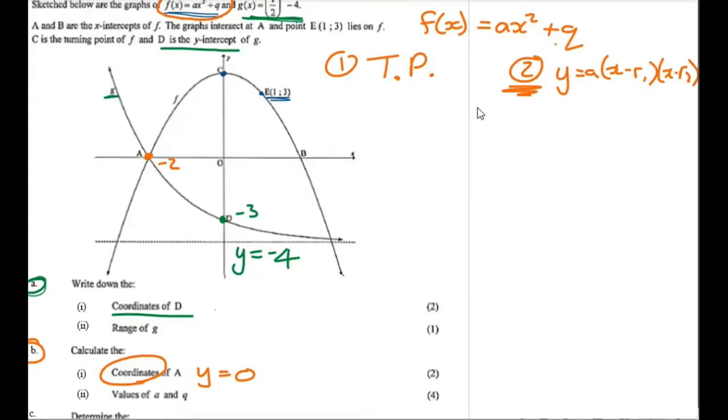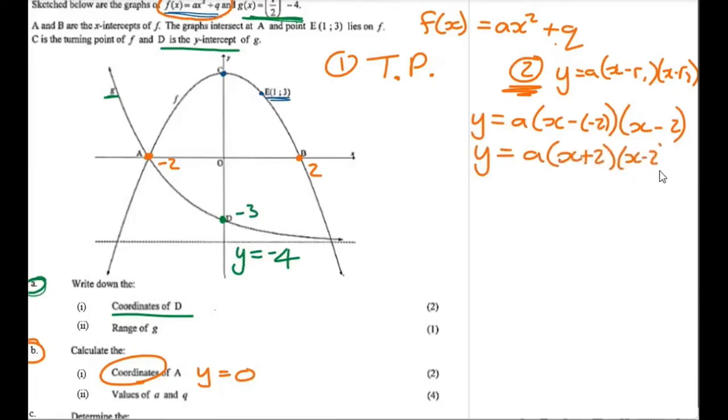Okay, great. Guys, remember this thing is symmetrical. So if A is negative 2, automatically you know that B is going to be a positive 2. So I do have both of my intercepts. So we're going to use that method there. We're going to go y is equal to a, x minus negative 2. Remember the double negative. And then x minus the positive 2. You could skip this step if you want. And then I'm going to multiply that out.